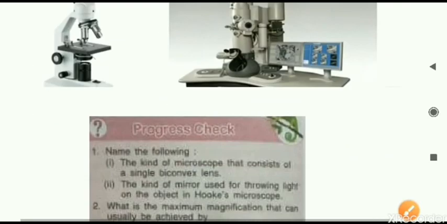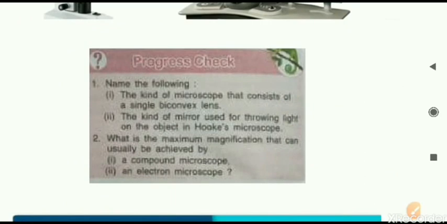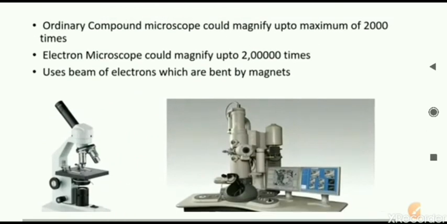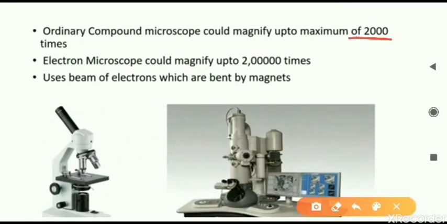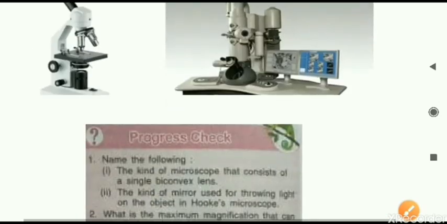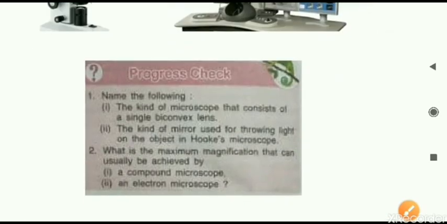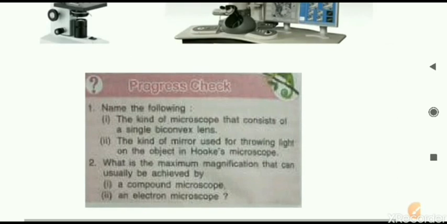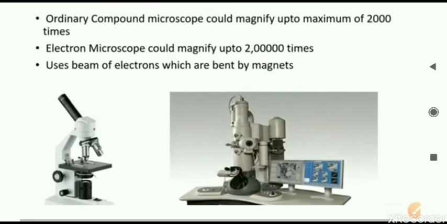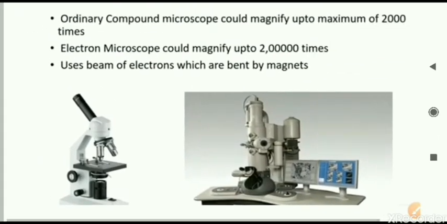Next one now, question number 2. What is the magnification achieved by compound microscope? Just now we have seen the compound microscope can magnify maximum up to 2000 times. Next one is question second part, an electron microscope. So the maximum magnification in case of electron microscope is given here. You can note down this.